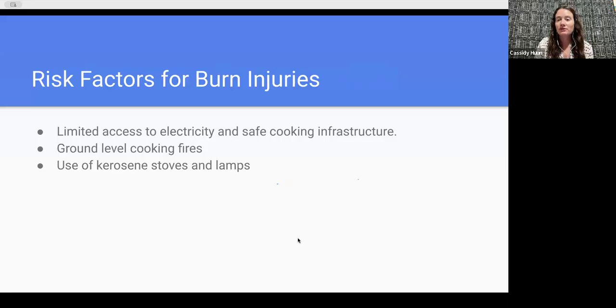Risk factors for burn injuries in this setting include limited access for some families to electricity and safe cooking infrastructure. There are a lot of ground level cooking fires, and not safe stoves inside the house. Some families still use kerosene stoves and lamps, and there's the challenge of monitoring kids around ground level cooking fires and stoves that don't have proper safety mechanisms.